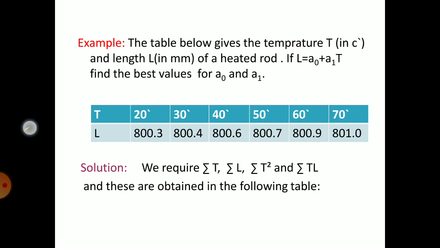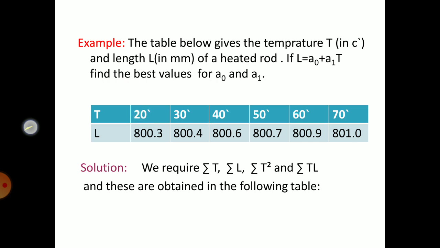Our points are Li, Ti. In general, our points are xi, yi; in this case, it is Li, Ti, where i goes from 1 to m. But how many points are given? The temperature T is given as 20 degree, 30 degree, 40 degree, 50 degree, 60 degree and 70 degree. And at that temperature, the length of that rod is given.